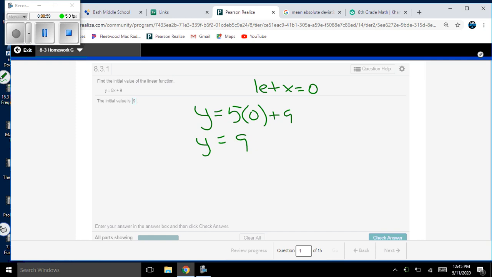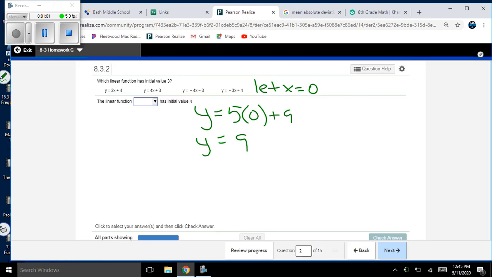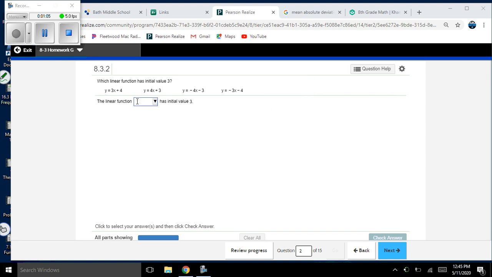Okay. Any questions with that? Move on to the next one. Linear function has an initial value of 3. So if we're looking at an initial value of 3, we're going to plug in 0 for my x once again. Obviously, if I plug in 0 here, I'm going to get 4, so that's not it. If I plug in 0 here, I am going to get 3, so that would be it. This is going to be negative 3, and this one's going to be negative 4. So the linear function that has an initial value of 3 should be y equal 4x plus 3.